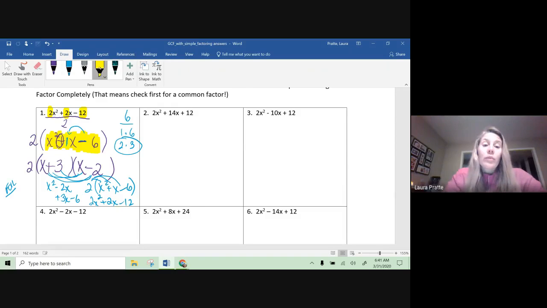Okay, so let's take a look at number 2. Now, we have this coefficient of 2 in front of our x squared, so we're hoping that everything will divide by 2.